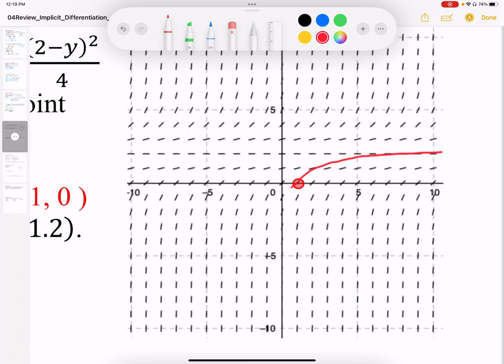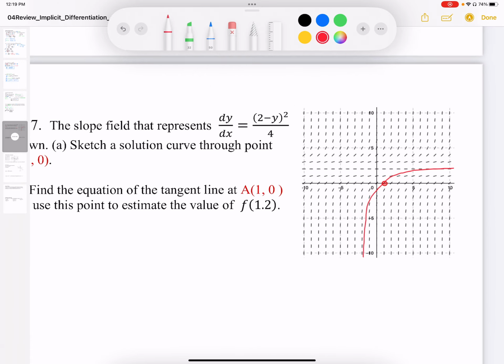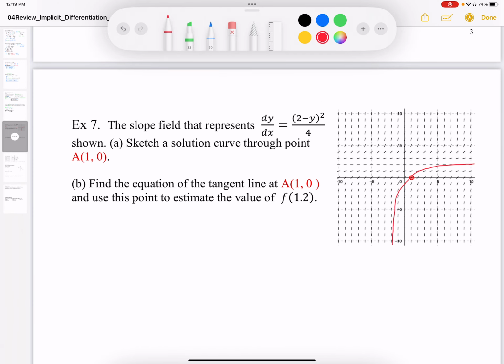This one over here looks like it's going to go down like this and maybe follow the slope field like that. Okay, kind of drifted off a little bit there, but it looks like we can follow the slope kind of like that. Okay, so there is my sketch of my solution curve through that point.